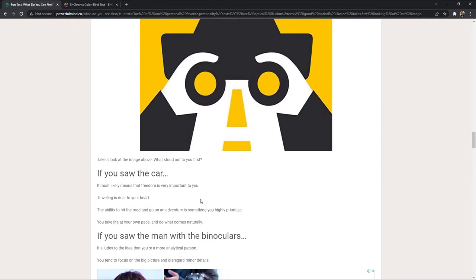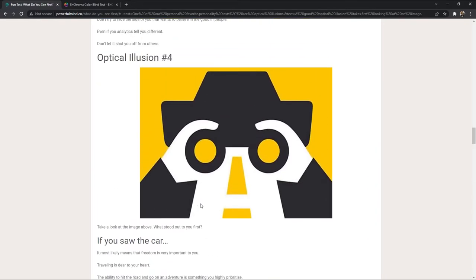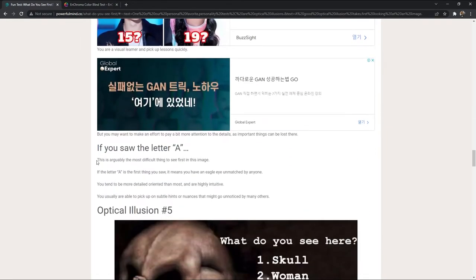If you saw the letter A... Oh, yeah, I see it now. Yeah. I see it now. I was like looking at the picture. Where? Hey, this is arguably the most difficult thing to see first in this image. If the letter A is the first thing you saw, it means you have an eagle eye unmatched by anyone. What if multiple people saw the letter A?